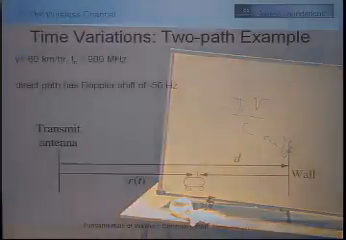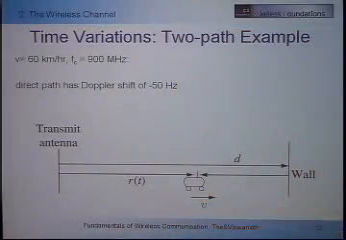So now we already immediately observe that we're dealing with a linear... are we still working with a linear time invariant channel? How can we have a linear time invariant channel if the output signal has a different frequency from the input signal? I'm sending a sinusoid at 900 megahertz. I get a signal at 900 megahertz minus 50 hertz. So I don't have a linear time invariant channel anymore. I have a linear time varying channel.